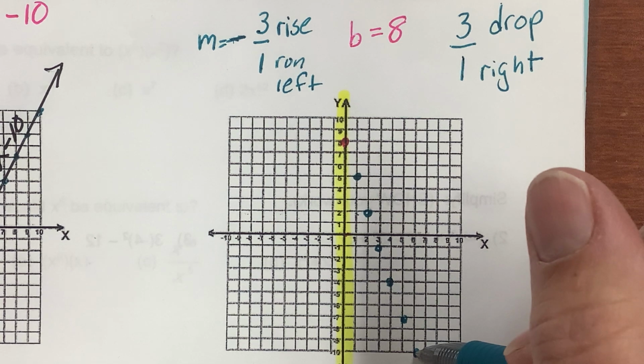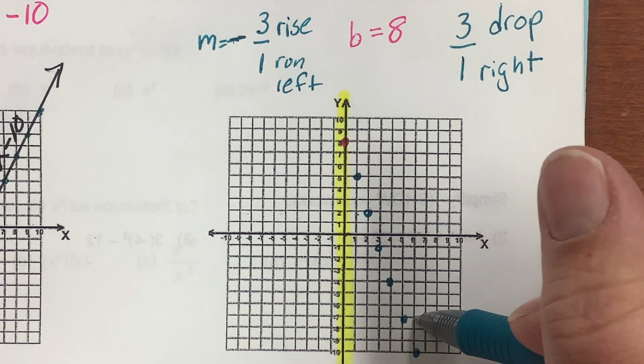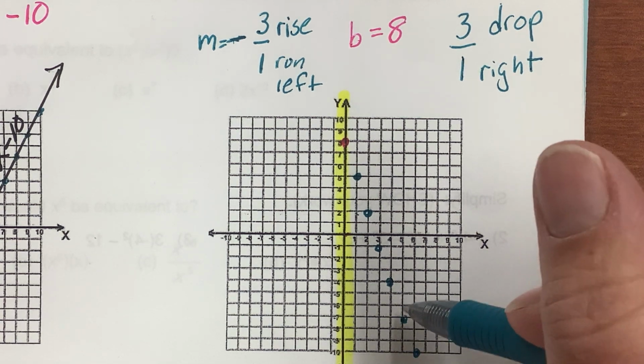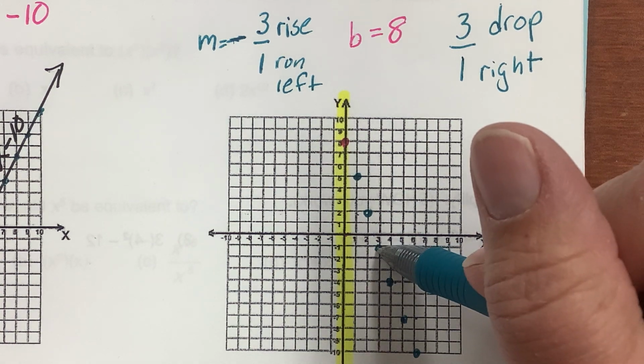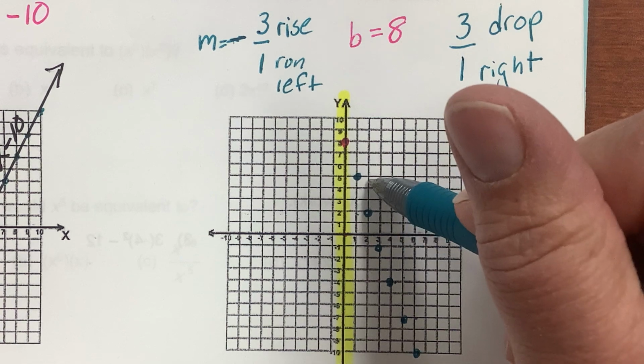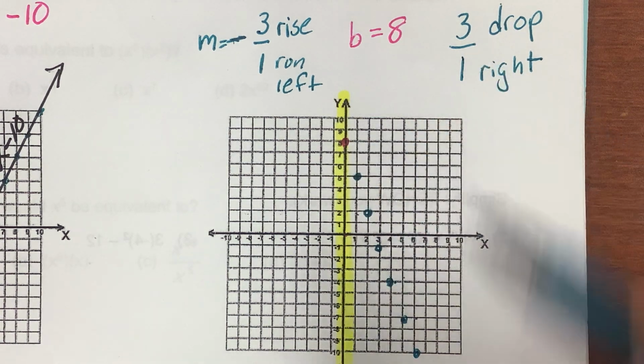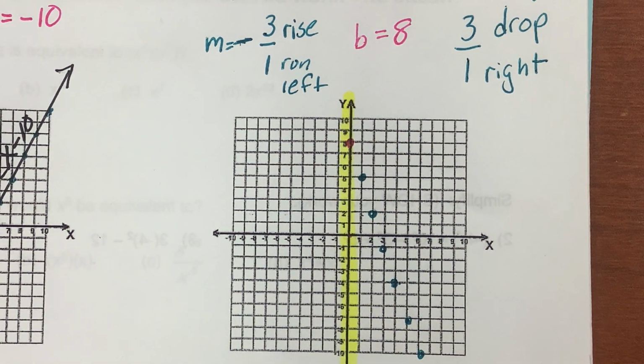So from the bottom, rise 1, 2, 3, run left 1. Rise 3, left 1. I got all my points there. So that helps a little bit. Sometimes you have to go in reverse.